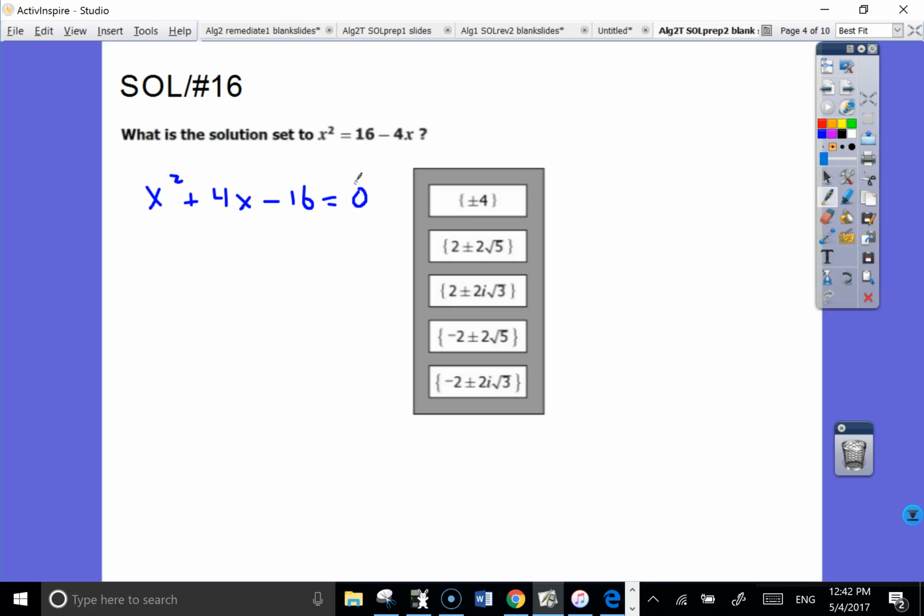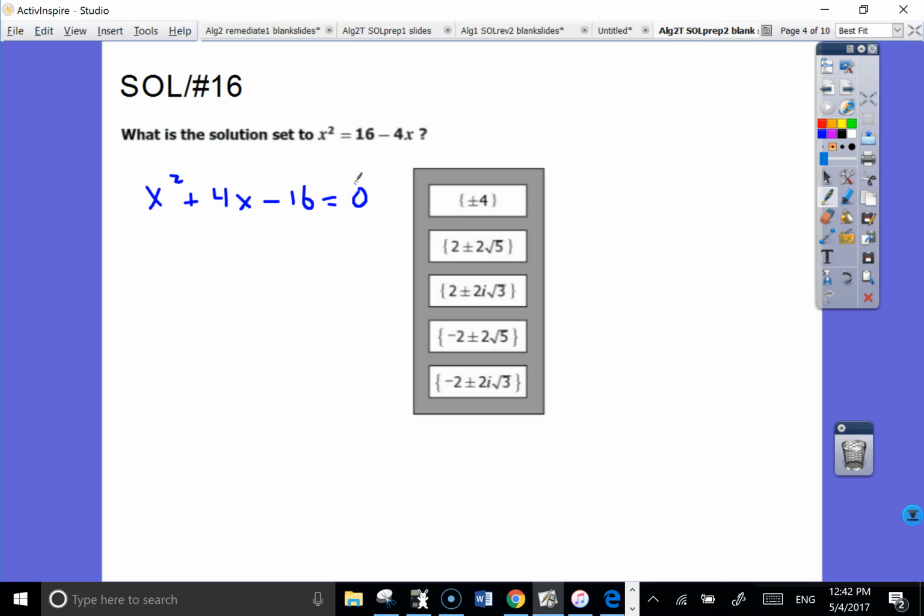Factoring, quadratic formula, or we could use that app, right? The Poly SMLT2 thing. Let's do quadratic formula too. Well, first, is it factorable? Are there factors of negative 16 that add up to 4? No, there's not. They're not factorable.